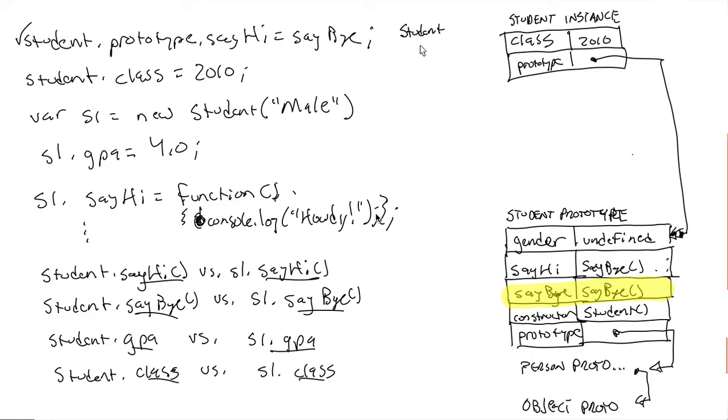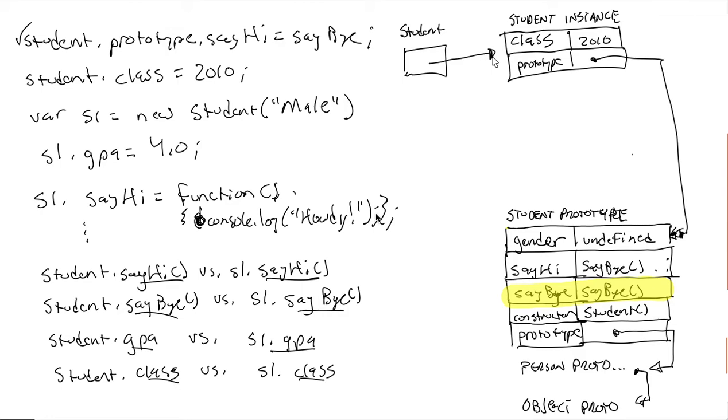Also, we now have two types of students. We have a student which represents a prototype, but we also have a student which is a reference to the student instance, which, by the way, doesn't have a gender. So it's very weird because it never called the student constructor.